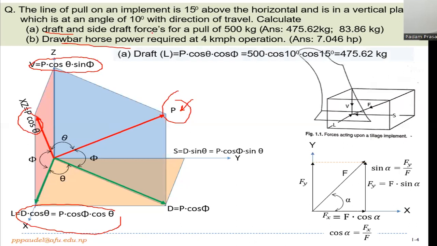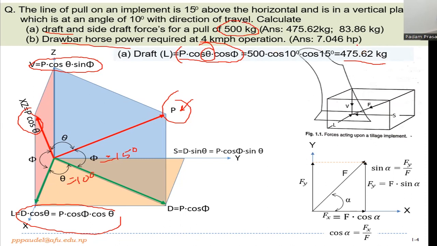Let's do the numerical here. We got a relation for the draft, that is P cos theta and cos phi. Both terms are in cosine, and theta is 10 degrees, and phi is equal to 15 degrees here. If you put all these values into that relation, then you can get the value of 475.62 kg. The value of P is given here, that is 500 kg.